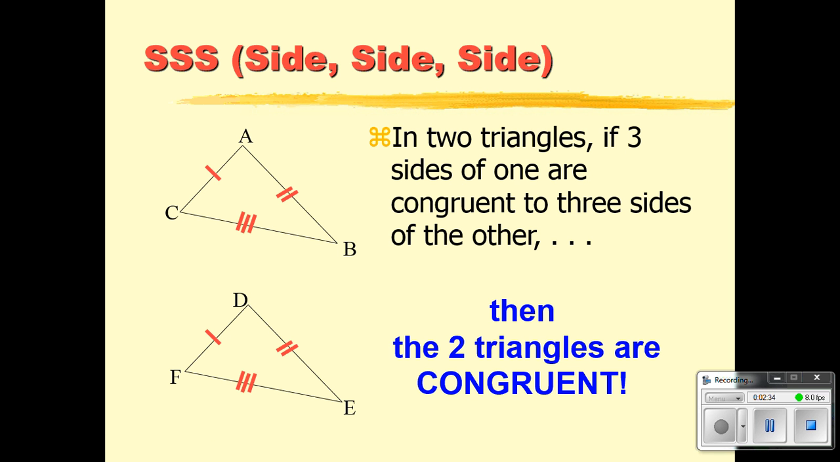So first one up, side, side, side. Same idea as side, side, side the other day. It's just that instead of proving that all 3 pairs have the same fraction, the same proportion, we just have to show that the 3 pairs are congruent to each other. So I want this side congruent to that side, this side congruent to that side, and this side congruent to that side. If I get 3 congruent sides, then I have 2 congruent triangles.